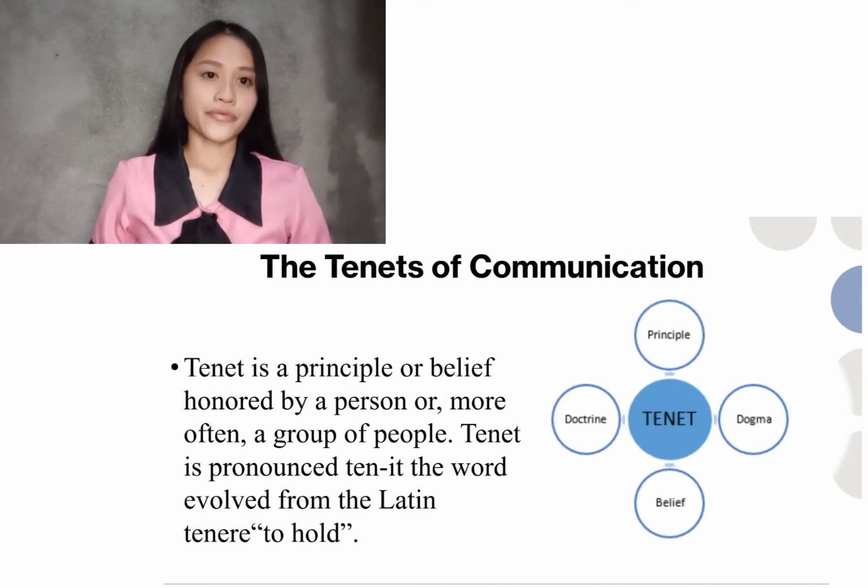Okay, now let's define first the tenets of communication. So, a tenet is a principle or belief honored by a person, or more often, a group of people. A tenet is any opinion, principle, doctrine, dogma, or etc., especially when held as true by members of a profession, group, or movement.